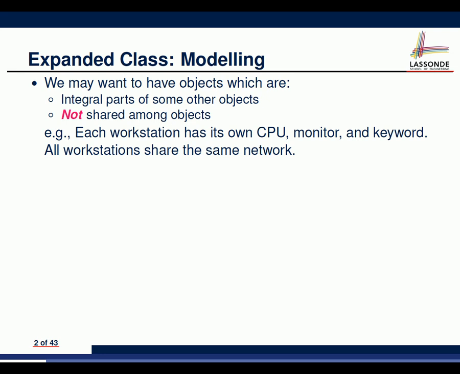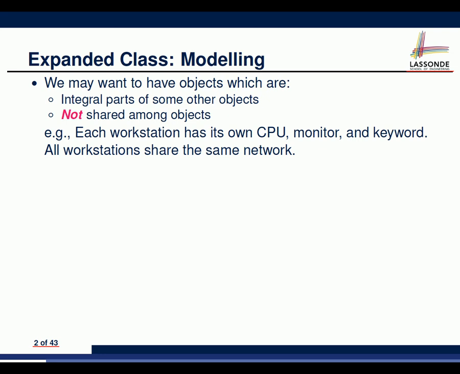Each workstation computer has its own CPU, monitor, and keyboard. So those workstations will not share the same keyboard, right? They should be an integral part of the workstation. On the other hand, they share the same network, like all the lab computers in a lab, right? They share the same network. So now, how do we represent this design?